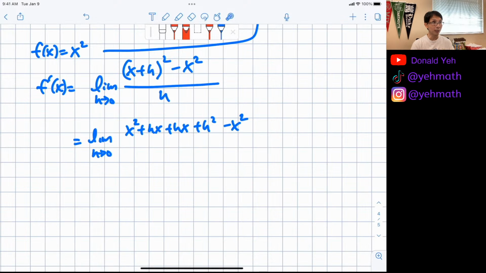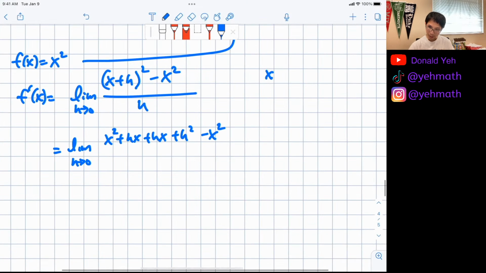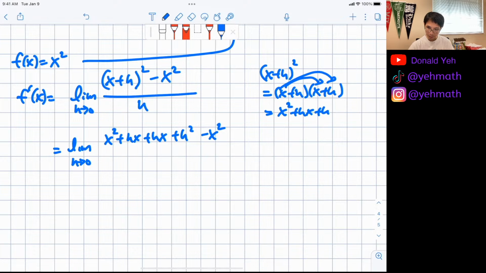Some of you don't know where the hx comes from because you probably say it's x squared plus h squared. That is wrong. I'm going to show you. x plus h squared is equal to x plus h times x plus h. Some of you are thinking x squared plus h squared. It's definitely not true. This one is x squared plus hx plus hx plus h squared. That's equal to x squared plus 2hx plus h squared. And that's where the first part comes from.